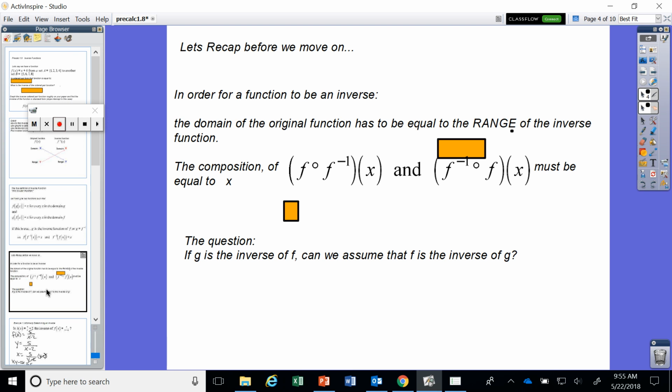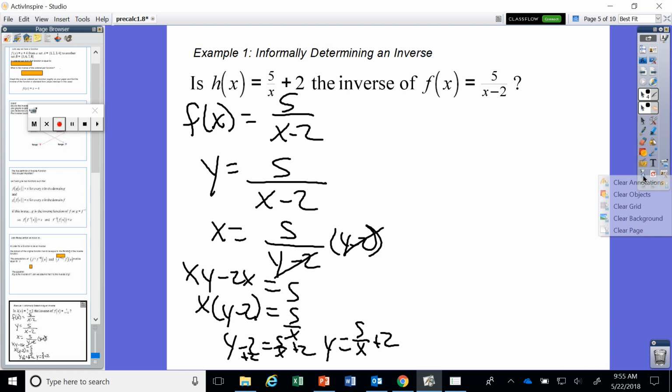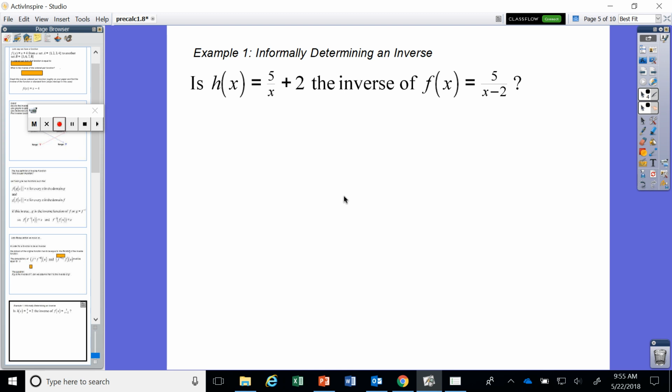All right. Continuing to move forward a little bit more. Let's take a look at some examples. We talked about this domain and range already, so let's take a look at some examples here. So it says informally determining an inverse here. What does it mean to be informal? We're not going to spend a whole lot of time on this. We can use it a little bit to our advantage specifically.